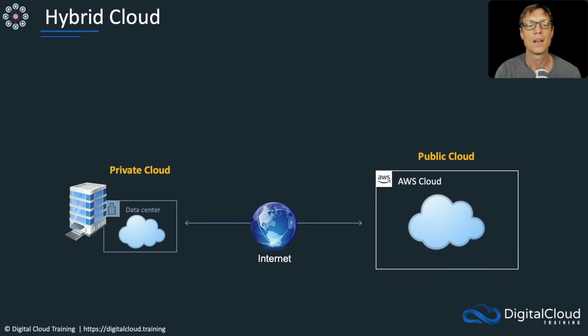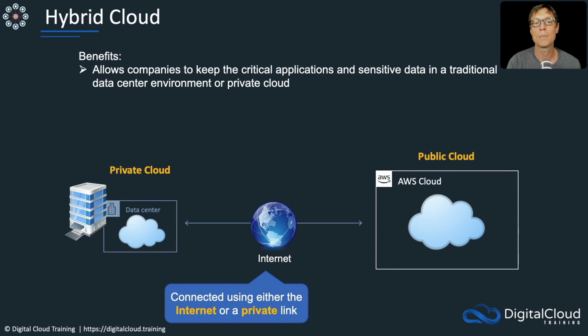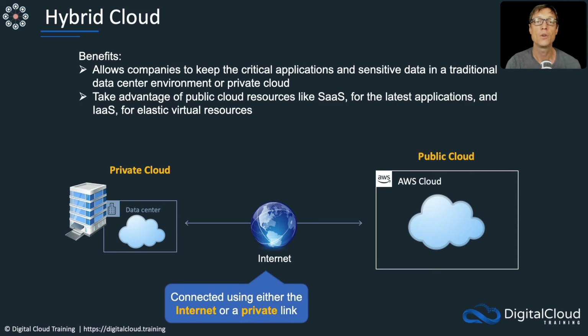Now, a hybrid cloud is where we actually have a private cloud and a public cloud connected together. Now, sometimes that would be via the internet or potentially a private link, but it means you're getting the best of both worlds. This allows companies to keep their critical applications and their sensitive data, perhaps in the traditional private cloud environment, but they could also put them into the public cloud as well. So it really depends on your use cases. You can utilize the cloud for what it's really good for, which is things like platform services and software as a service, and using infrastructure as a service and having those elastic resources.